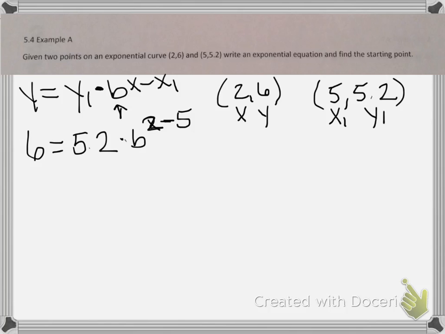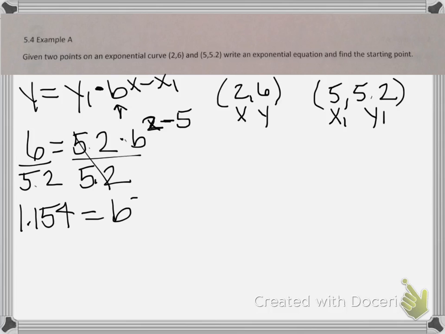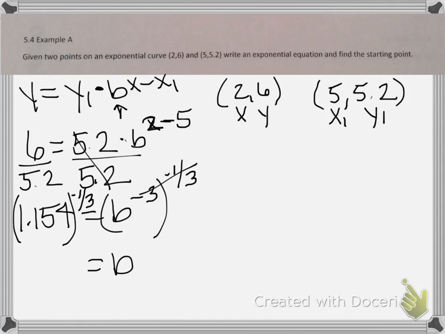So simplifying here a little bit, I divide here by 5.2 and the other side, and that gives me 1.154 equaling b to the negative third. So now I have a power equation, and we know we solve power equations by raising this whole thing to the power of its reciprocal, so to the negative 1/3, and again, golden rule of equations, same thing to the other side. We find out that b is equal to 0.953, and there is our lovely ratio, which we can now use to write the equation.